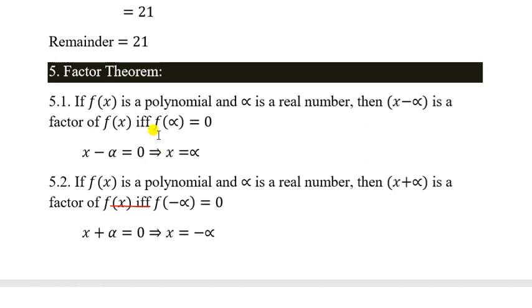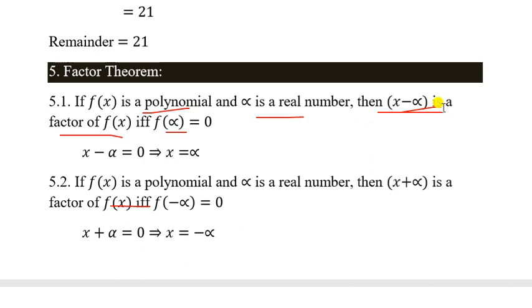So if f of x is a polynomial and alpha is a real number, then x minus alpha is a factor when f of alpha is equal to 0. Again, in the same way, from the factor you have to find the value of x, and this value of x you have to put in your polynomial. If the given polynomial gives you the result 0, then only x minus alpha will be a factor.